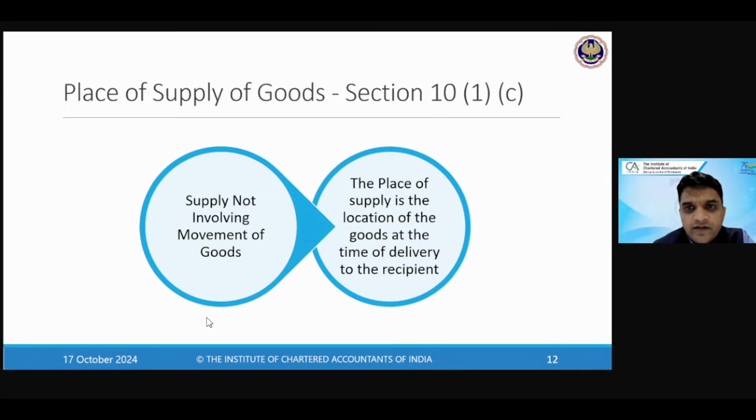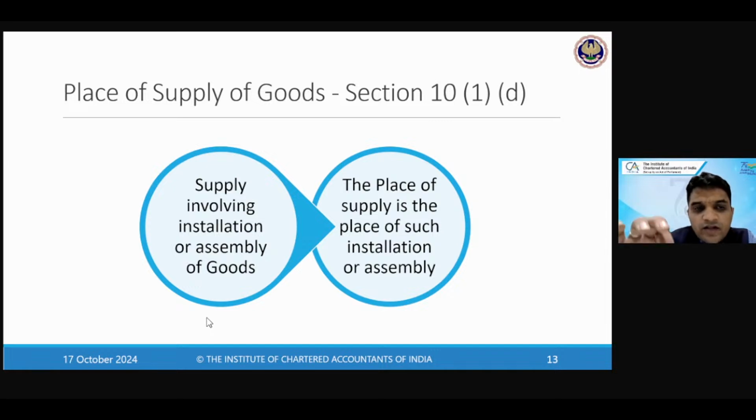Manvi, can you explain 10D again? Okay. 10D is where the supply involves installation or assembly of the goods. So if you are selling machinery that is in broken parts and you are the seller and only you have to install it, others cannot install it. When only the supplier has to install, the place of supply will be the place where such installation takes place.